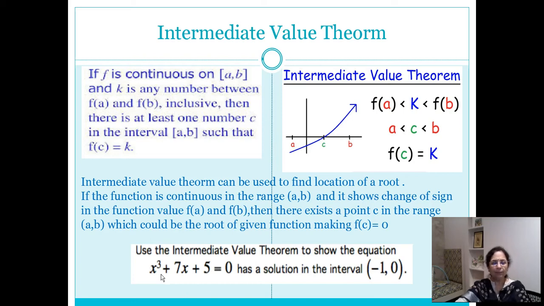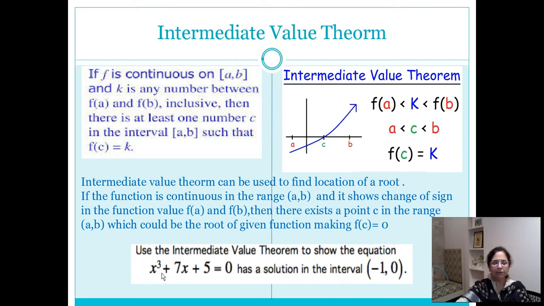Now there is one problem given. Use the intermediate value theorem to show the equation x cube plus 7x plus 5 equal to 0 has a solution in the interval -1 to 0. So this is a and b for us. We are assuming that this function is continuous in this range, and so we will be evaluating the function by putting in the a and b values, which we will call f of a and f of b. In this case it would be the function evaluated at -1 and 0.